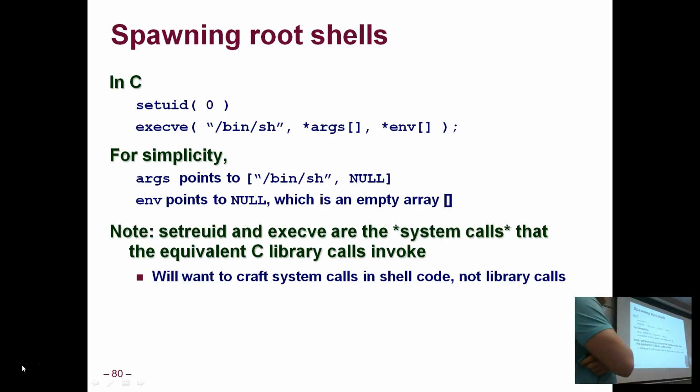Okay, so how do you spawn a root shell? Well, in C, the C library way of doing this are these two calls. You do a setuid to 0, and then an execve of /bin/sh with certain arguments and certain environment variables. So this is sort of your interface to the operating system. If you wrote this as a C program and executed it, it would give you a shell.